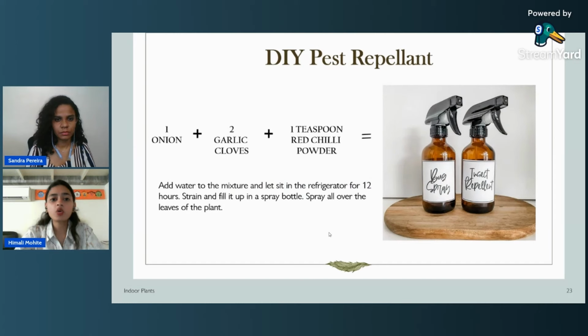You can also create your own DIY pest repellents, as we see that plants get affected by various pests that include mealybugs and larvae. So we can create our own pest repellent with the help of one onion, two garlic cloves, and 1 teaspoon of red chili powder. What you can do is mix all these with water and let it sit in the refrigerator for 12 hours. Then we can strain this liquid and fill it in our spray bottles, and keep spraying it onto the leaves of the plants to protect them from diseases.